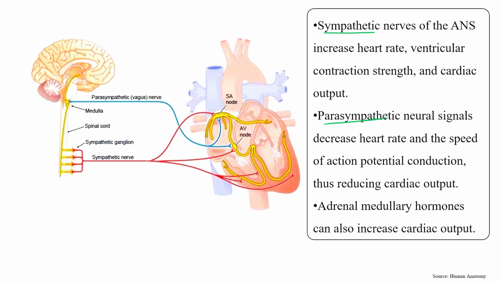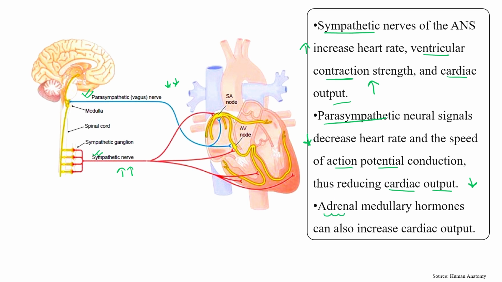These are the sympathetic nerves. These nerves of the autonomic nervous system increase the heart rate, the ventricular contraction strength and the cardiac output. While this is the parasympathetic, the parasympathetic neural signal decreases the heart rate and speeds up the action potential conduction, thus reducing the cardiac output, while sympathetic increases the cardiac output, contraction and heart rate. So one increases the normal functioning, the other decreases it.